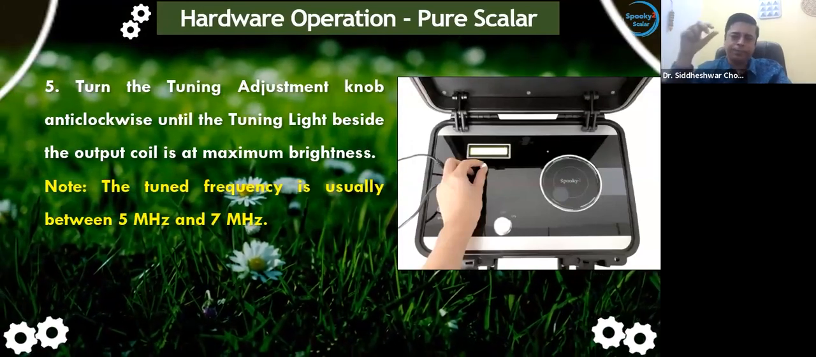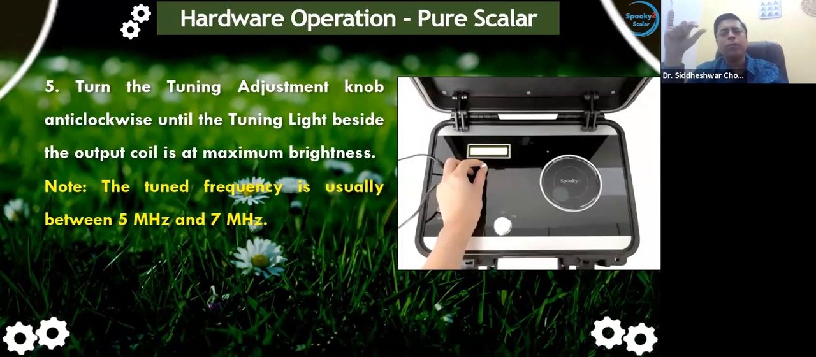Use the tuning knob on the transmitter, just below the display panel. You have to turn it anti-clockwise always. As you start turning it anti-clockwise, you will find that the tuning light on the transmitter, just above the output coil, becomes brighter and brighter. The first bright point you find while turning anti-clockwise is called the scalar tuning point, and usually this point is around 5 to 7 megahertz.